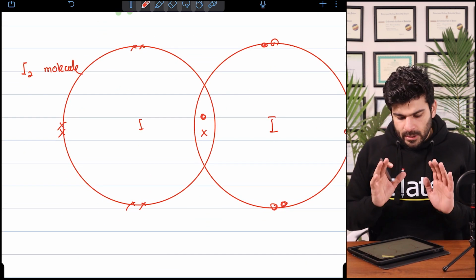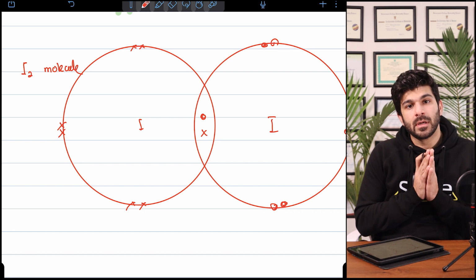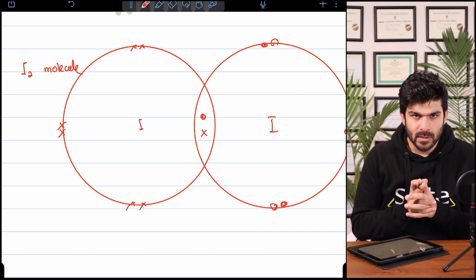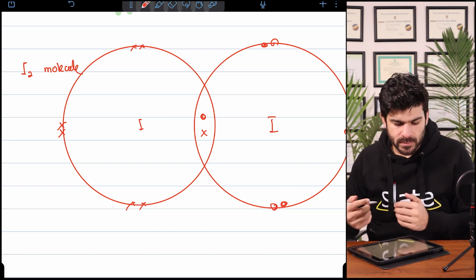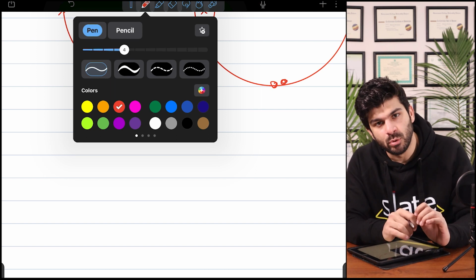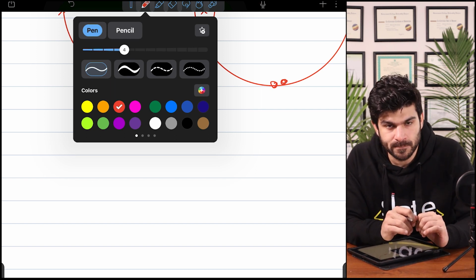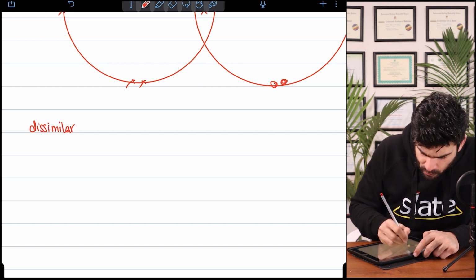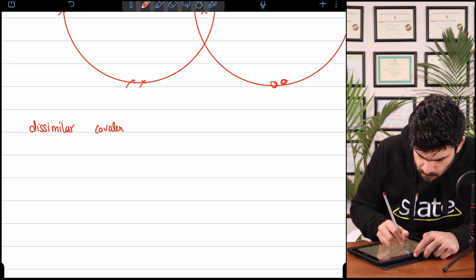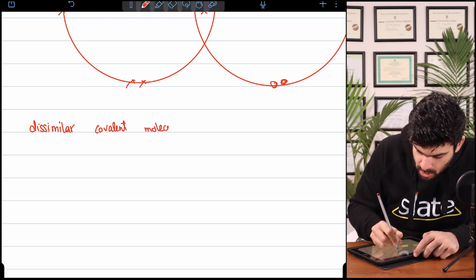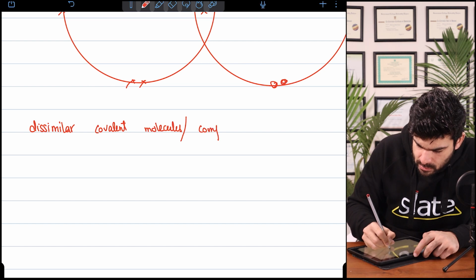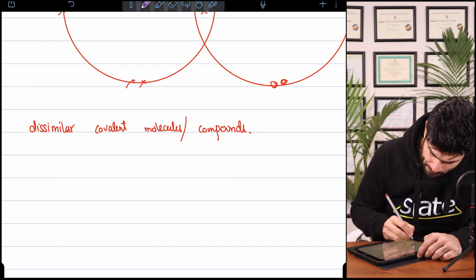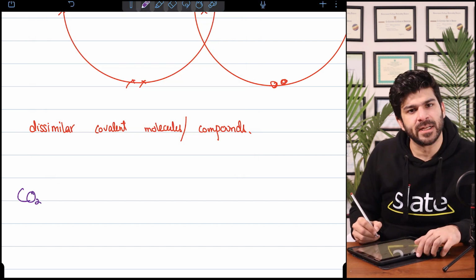Now let's talk about, so these were just the elements as molecules because they can't exist individually. Nitrogen, oxygen, all halogens. These were similar covalent molecules. We have dissimilar covalent molecules as well, or compounds. For example, a very important example, carbon dioxide.